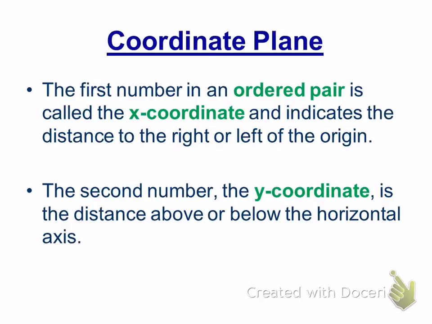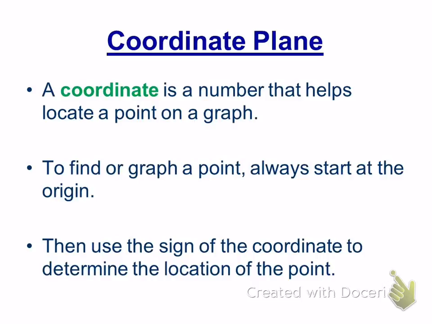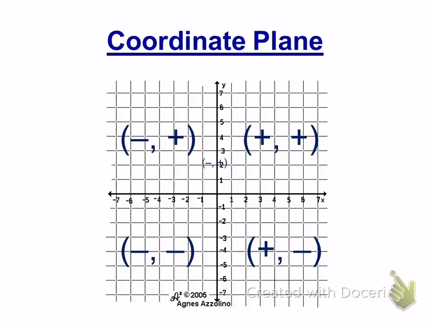The Y coordinate tells us how far above or below the horizontal axis we're going to go, up or down from the origin, right? So we can look at a combination of things that we can do here to find a point. Always start at the origin and use the sign, the coordinate, to determine the location of the point. Left or right, up or down from the origin, depending on the coordinates of the point.